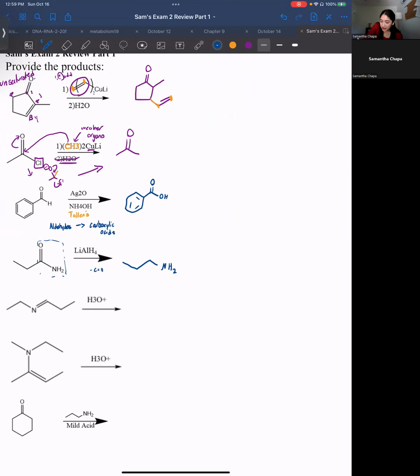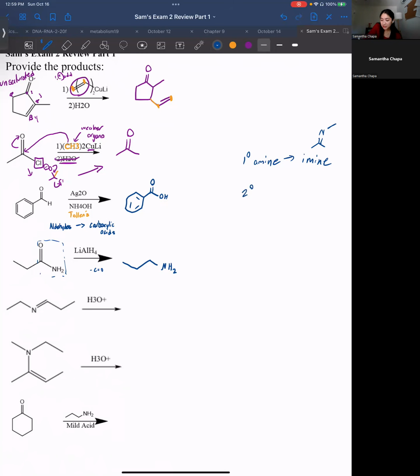So if you have a primary amine, you make an imine. An imine is a group that looks like this. So I'm going to draw a random imine. This is a random imine. And so here, there's a double bond directly on your nitrogen. So this is an imine.